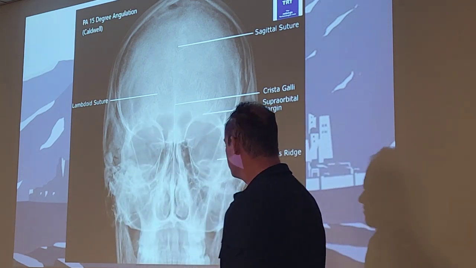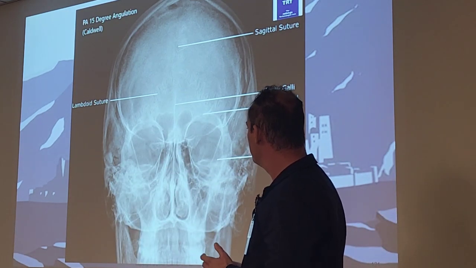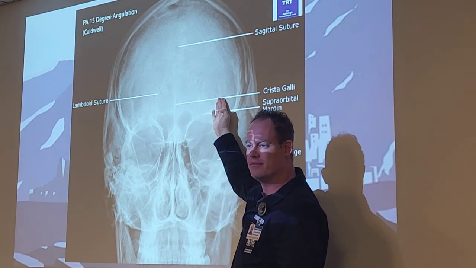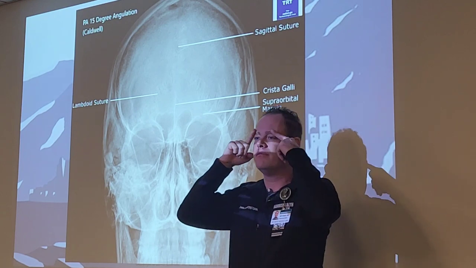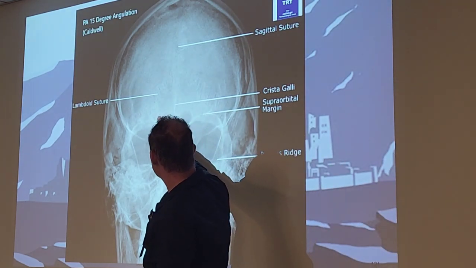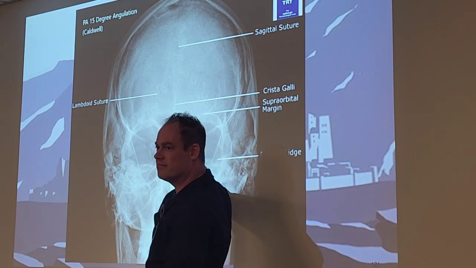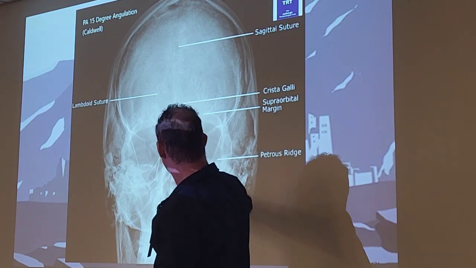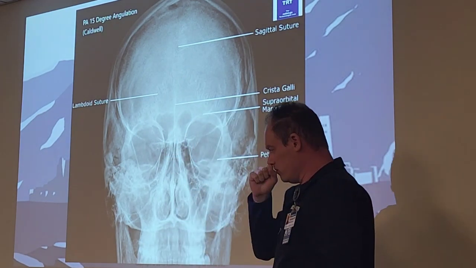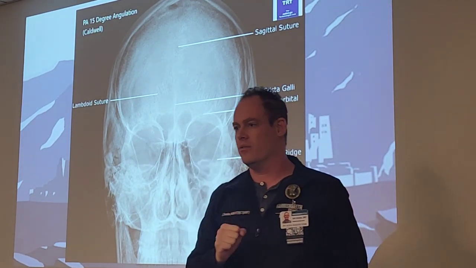Can we visualize the superciliary ridge? The superciliary ridge is going to be about right here, but you will not see it on the X-ray. So it's not denoted by that dark space in the middle? Is that where it starts? Yeah, that's the border of the frontal sinuses. It would be about right here, but you're not going to see it on an X-ray. On a model, yes, but on an X-ray, no.